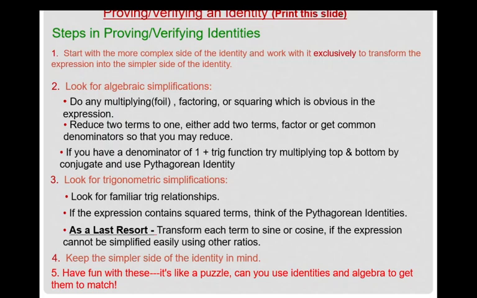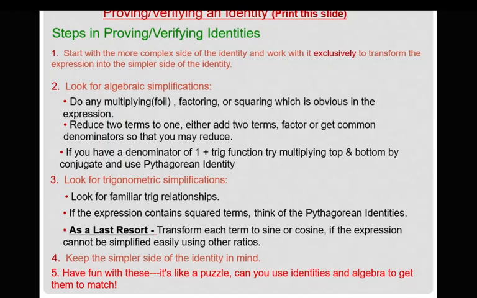Now, that doesn't mean you automatically do every single step. You're going to do certain steps if you see them. Okay. Now notice in number 3, it specifically says, as a last resort, transform each term to sine or cosine. Okay. A lot of my students go for that step first. That's not what we're doing here. And we're only changing one thing at a time.